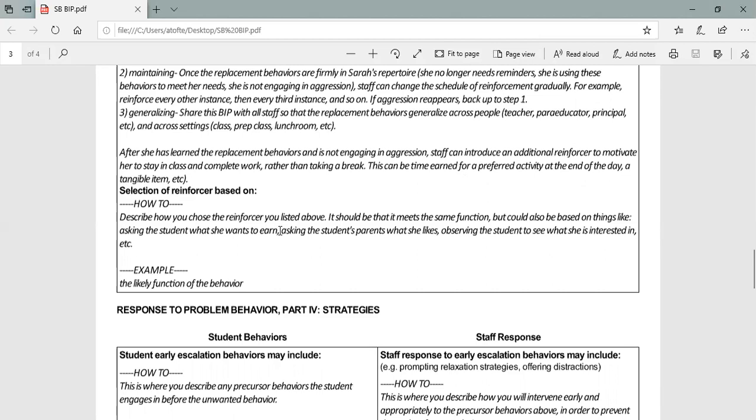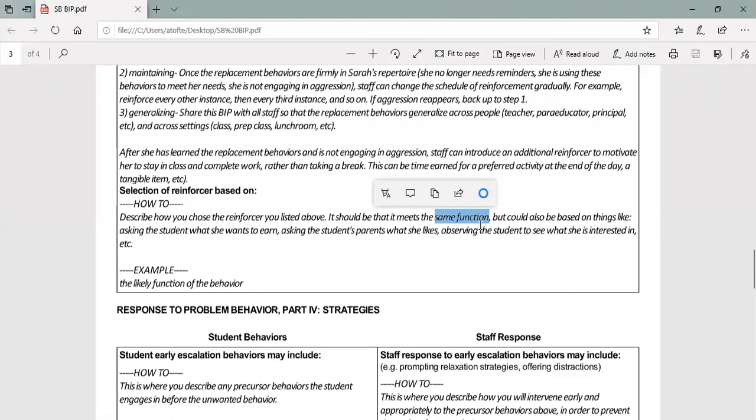Let's see what I have here. It should be that it meets the same function. The function this BIP is working on is escape and avoidance. When Sarah engages in the behavior, what she's seeking is escape. So when she does the correct behavior, I'm going to give her escape. Sometimes it can literally be whatever the function was.